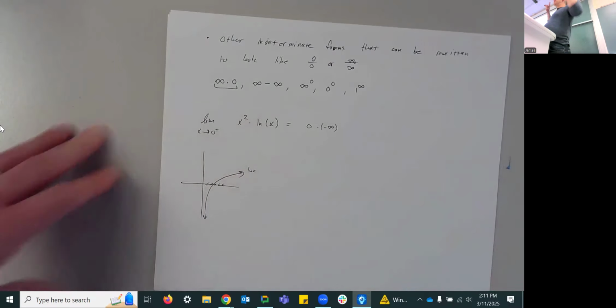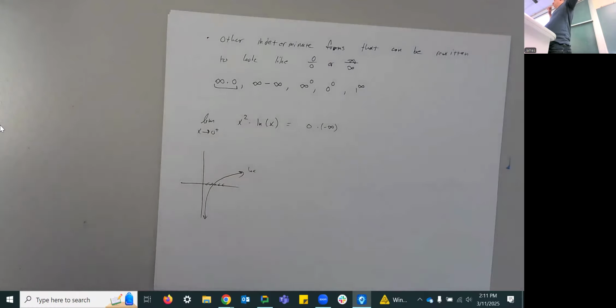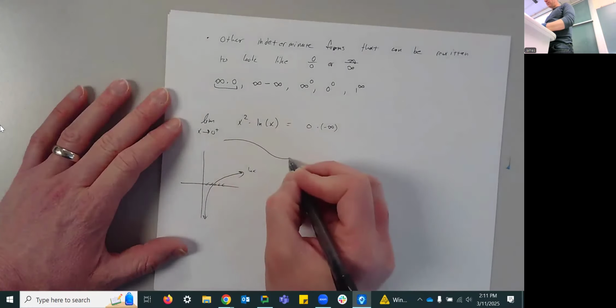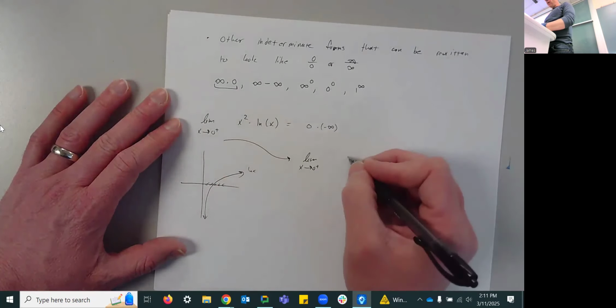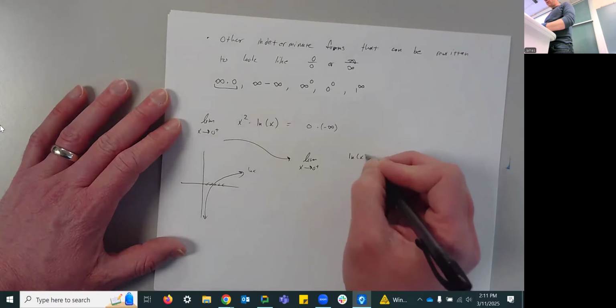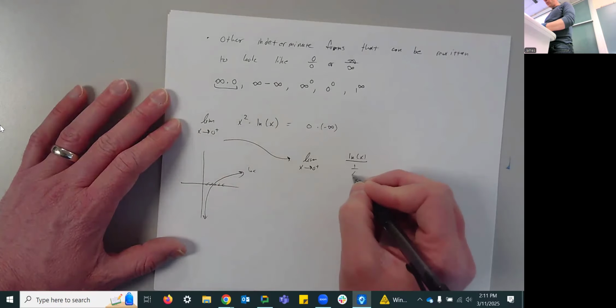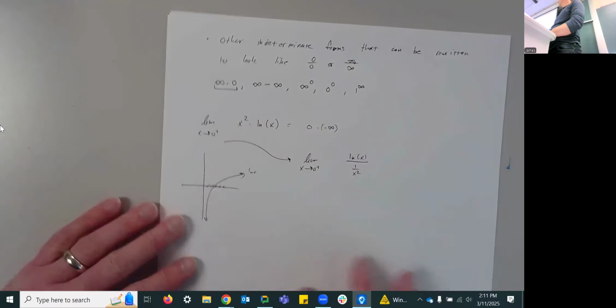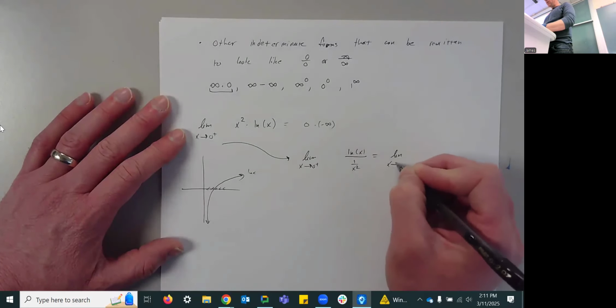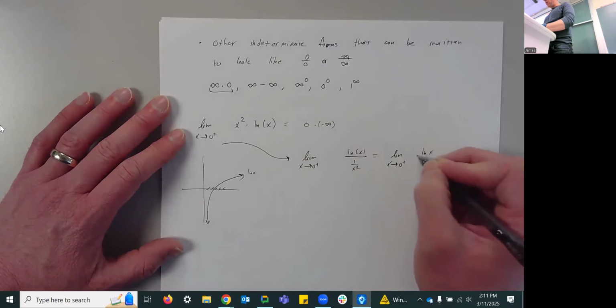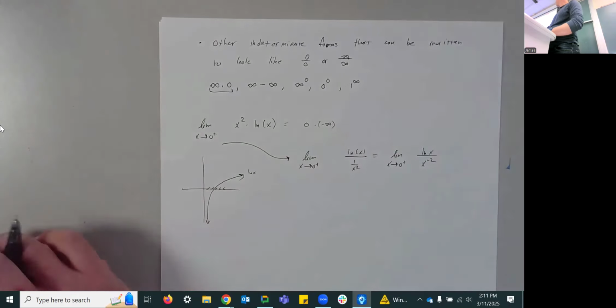Usually you want to bring the easier thing to the denominator, which is never the natural log. So we want to rewrite this as the limit as x approaches 0 from the right of natural log of x divided by the reciprocal of x squared. Which might be better to write as x to the negative second power so that it's easier to differentiate both the top and the bottom. So now we can use L'Hopital's rule.